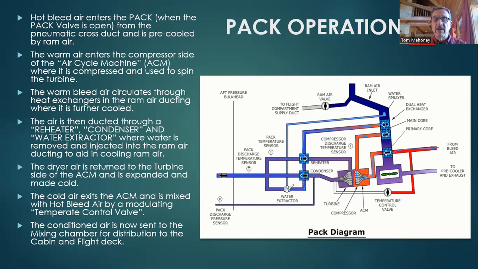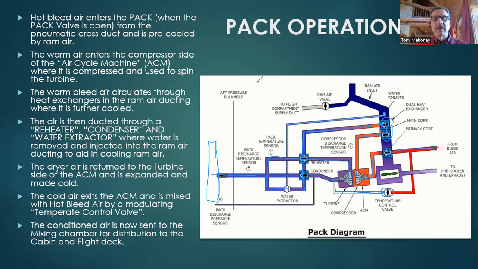in the ram air ducting, helps cool the preheaters down, or the main core and the primary cores down, the heat exchangers basically, and then comes back up this way, comes back into the turbine section of the air cycle machine, gets expanded rapidly, gets really cold. As it's coming through this section, we dump in some warm air coming from the temperature control valve, mix it in with that cold air, and by the time we get to the mixing chamber, the air is at the appropriate temperature. Pretty simple. That's how it works.